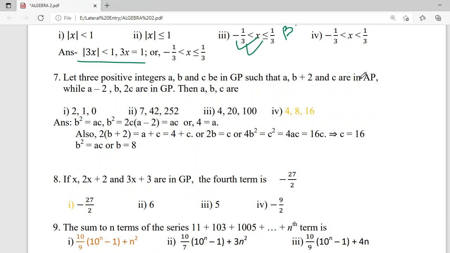So this is in AP means what? 2 into the middle term is equal to a plus c. So 2 into b plus 2 is equal to a plus c, and from this one again it is b square is equal to a minus 2 into 2c. So b square is equal to 2c into a minus 2. So just solve it. It is very simple. You will get the value 4860.